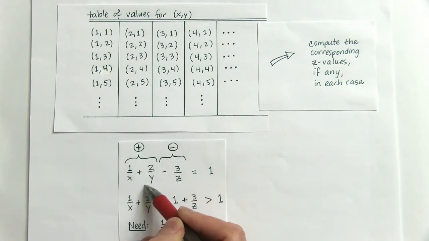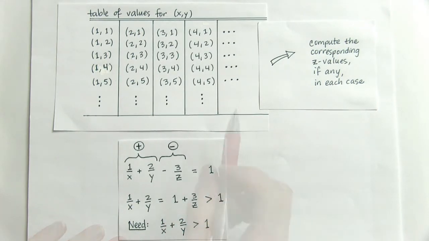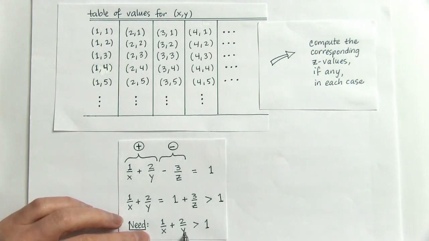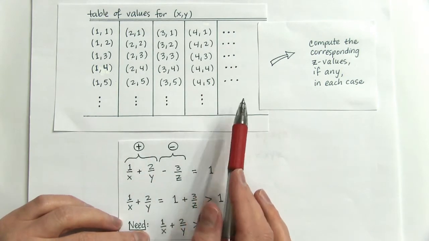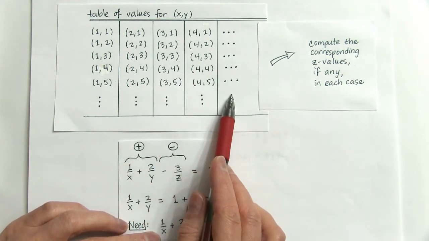So we see that this part of this equation, 1 over x plus 2 over y, is a quantity which must be strictly greater than 1. So we know that if we make x and y too large, that won't happen. For example, what if we made x is 10 and y is 10? This would become 1/10 plus 2/10, which is 3/10, or 0.3, and 0.3 is not greater than 1. So that means if the x and y values in this table are too large, then this sum will not be greater than 1, and so those values won't satisfy this equation.